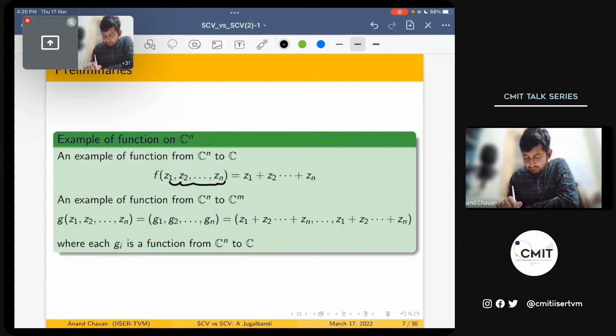Now let's have an example of a function from Cn to Cm. It will take values from Cn and spit out values in Cm. So let me define g of z1, z2, up to zn, which is a vector valued function. Each of these functions g1, g2, up to gm is a function from Cn to C. So you are just putting g1, g2, gm together: in each coordinate it's a function from Cn to C, and overall it is a function from Cn to Cm.